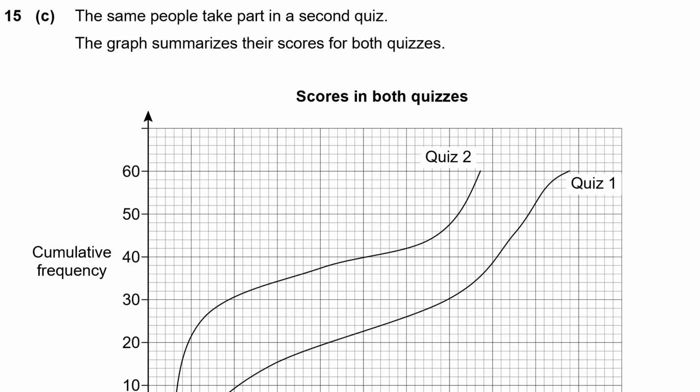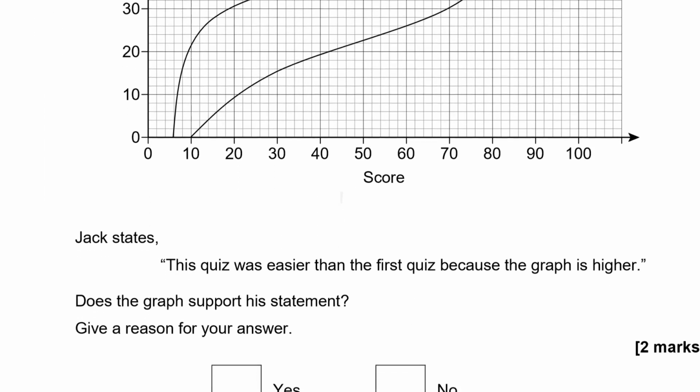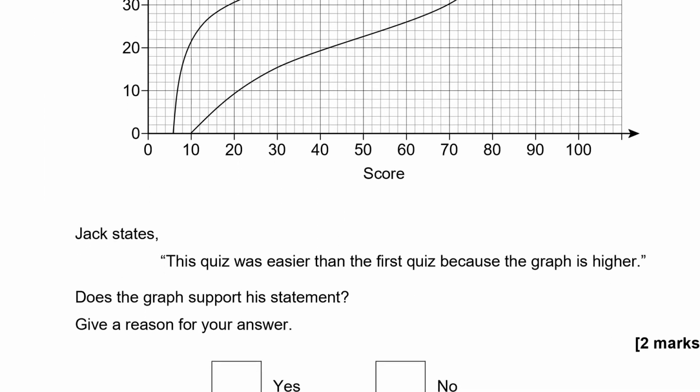Question 15C, the same people take part in a second quiz. The graph summarizes their scores for both quizzes. So we've got our original curve quiz 1 and our new curve quiz 2. Jack states the quiz was easier than the first quiz because the graph is higher. Does the graph support this statement? Give a reason for your answer.